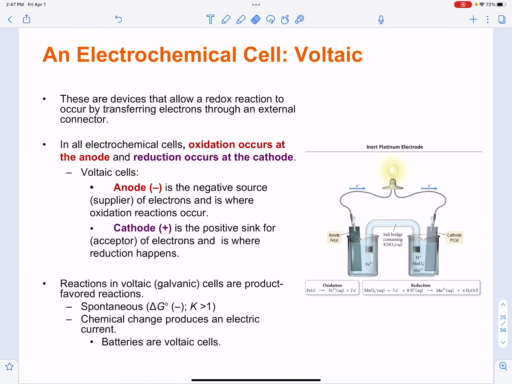So, quick review. Here you have a better representation. It tells us what the electrochemical cell is, voltaic, which is the same as galvanic. It tells you also that the oxidation happens at the anode. O goes with A. The anode is where the electrons are coming from, and it's negative. And the cathode is where they're going to, where they're sinking.